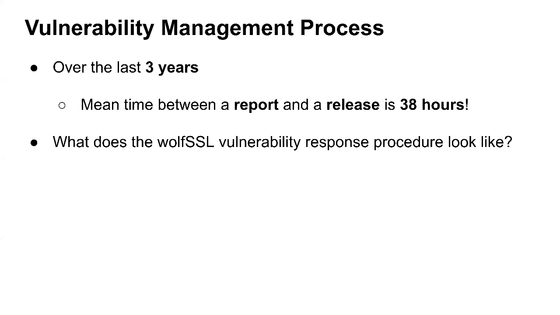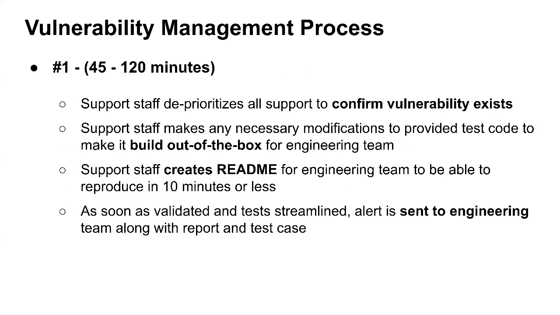So what does the process look like internally when a vulnerability gets submitted to us? The first thing that happens, in anywhere from 45 minutes to a couple hours, is our support staff receives the vulnerability report, deprioritizes all other support to confirm the vulnerability exists. If they need to make any changes to the test code in order to get it to build out of the box, they do that at that point. The support staff also creates a README to bundle with the reproducer, and that's all sent over to the engineering team to hopefully reproduce the issue in less than 10 minutes.